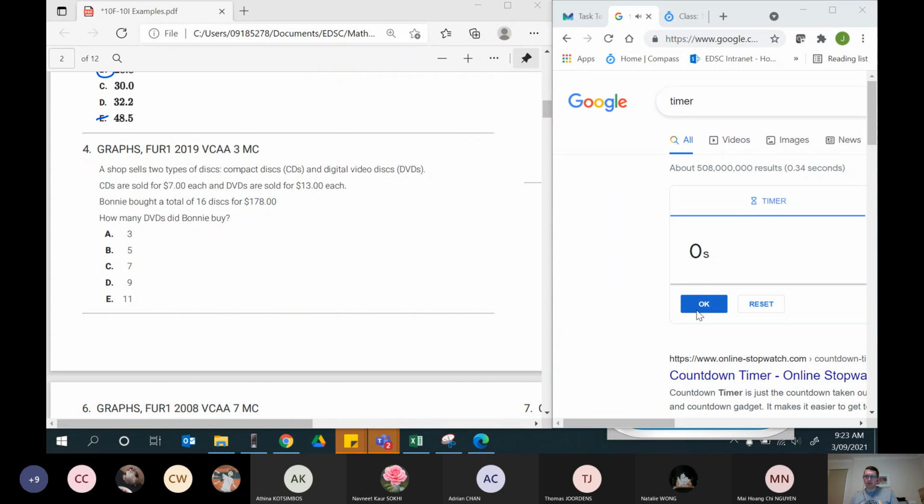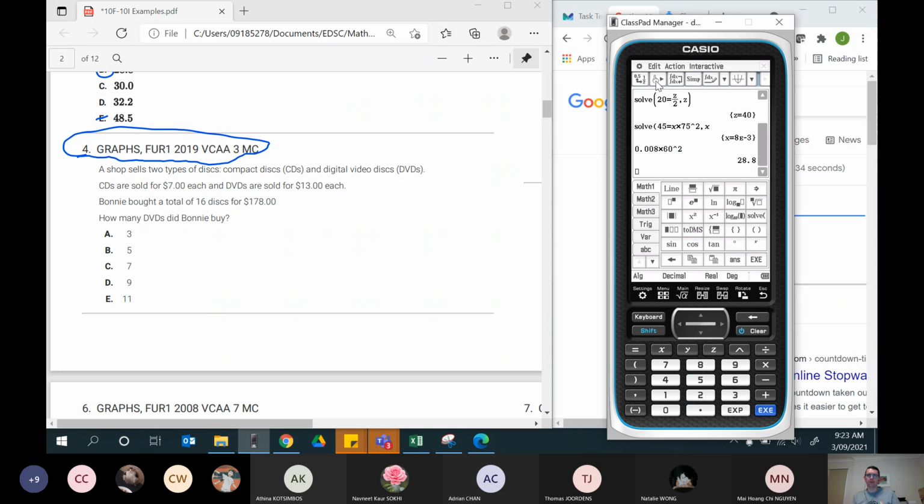Do you guys need a bit more time on this one? This one's a tricky one, but it is a bit of revision. So I've just put this one in here. It was from stuff that we've done a little bit earlier. I'm going to show you guys a couple of ways to do this.